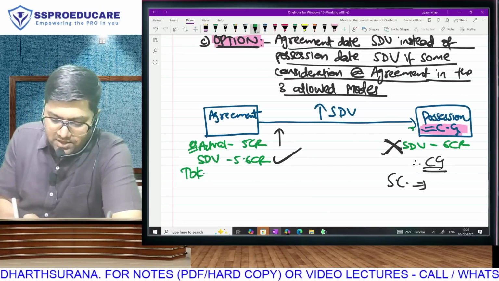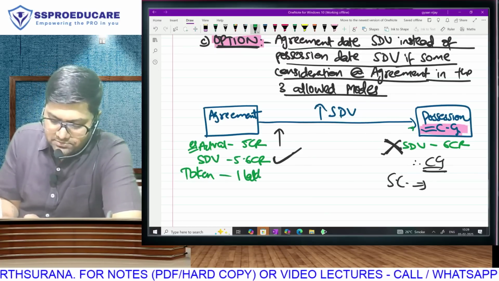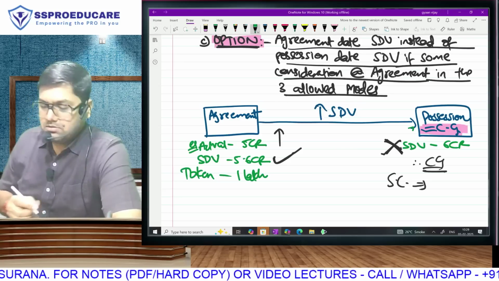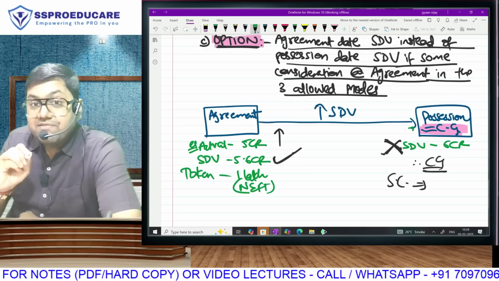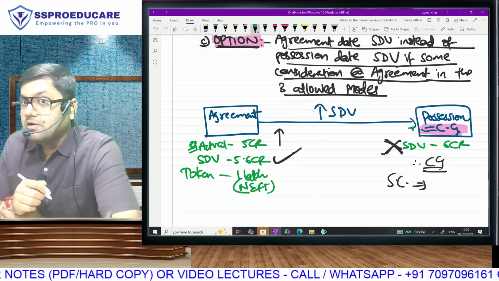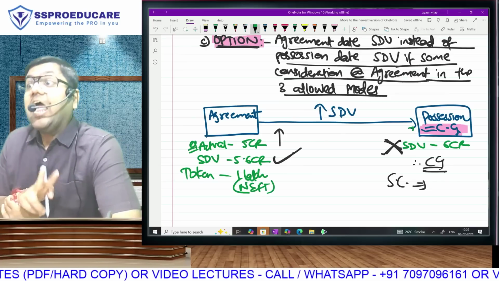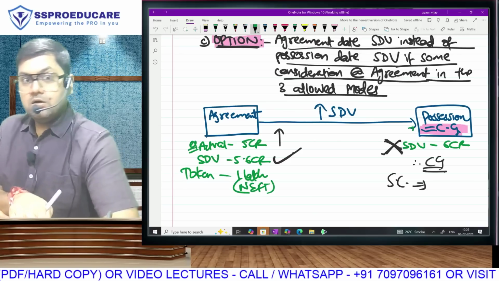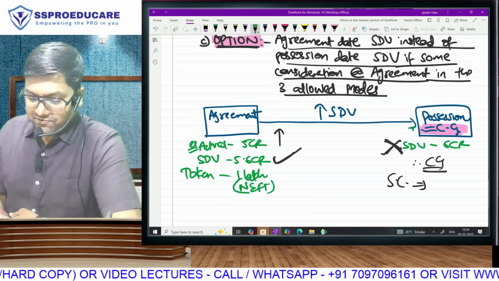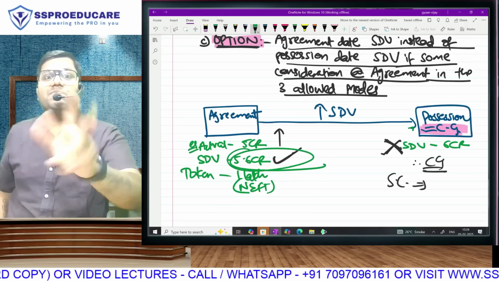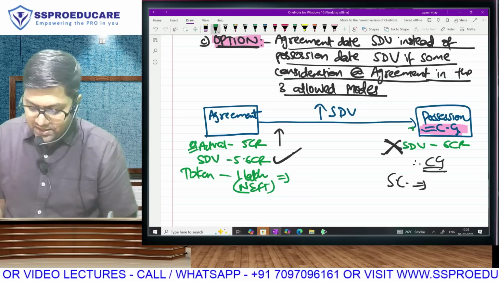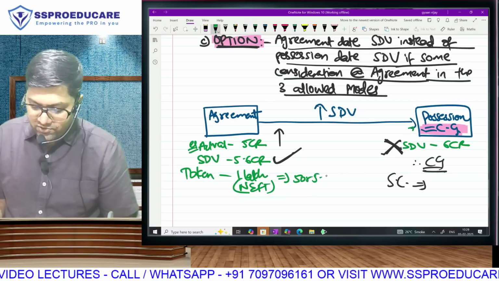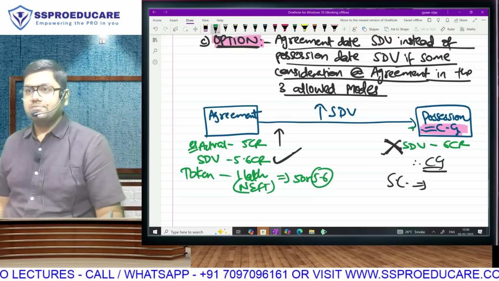On this date, I took a token of 1 lakh as a seller through NEFT. That means, have I genuinely done the agreement? Was there some consideration at agreement in an allowed mode? So I can take 5.6 crore, and my comparison will be 5 or 5.6, whichever is higher. If the token was 1 lakh through NEFT, my answer will be 5 or 5.6, so 5.6.